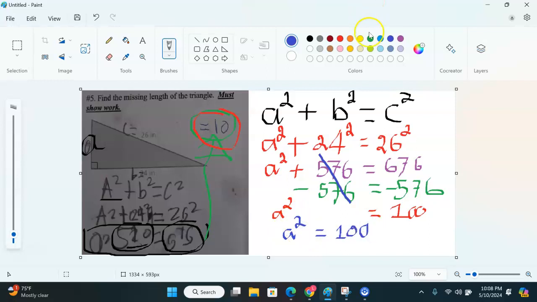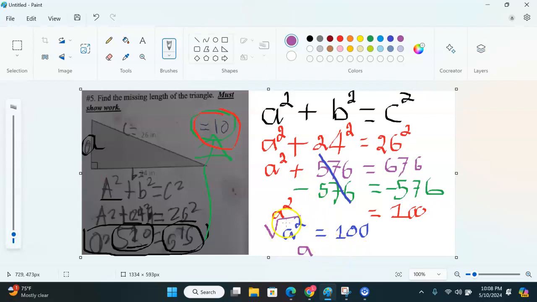Now to solve for a, I have to use the inverse operation. I have to undo the square. So to undo a square, you have to take the square root, right? Because a times a is a squared. So to get the a by itself, you have to take the square root. So the square root of a squared is just going to give me a.